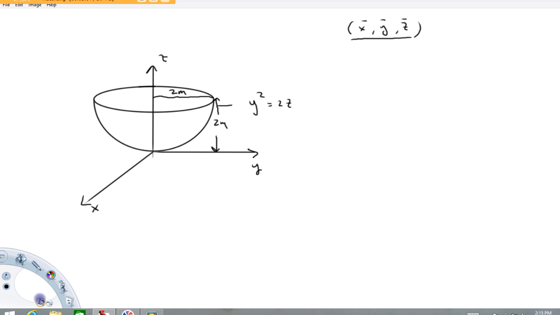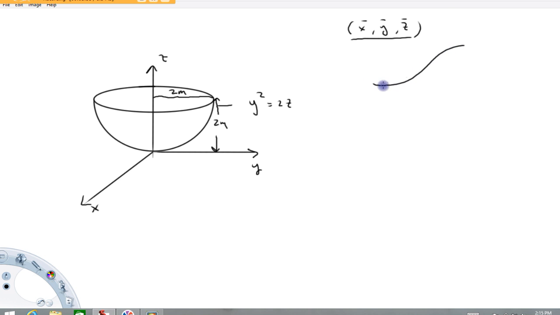If you watched my previous videos on trying to find centroids, you can find them various ways. For one-dimensional problems, you break the problem into little ds's, and then you've got x times ds. And then you add these all up and divide by the total length. So in that example, you would be finding the centroid as a weighted average, using length to weight it.